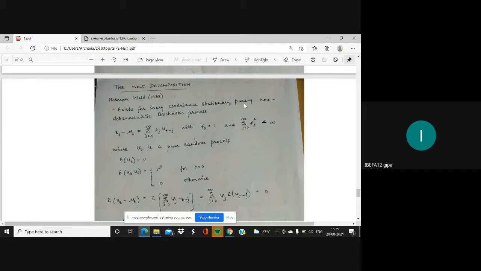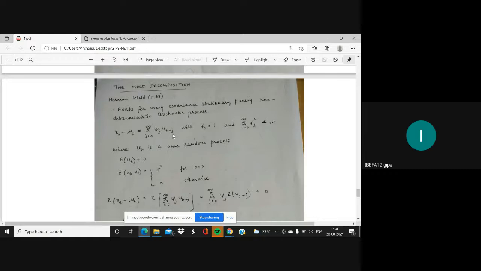Now, when we use the words purely non-deterministic stochastic process: if I take this equation that I'm circling here and write it as x_t equals mu plus this term, then mu is assumed to be constant, so this mean part is deterministic, while this part is still stochastic. Once I subtract this deterministic component from the time series, x_t minus mu_t, what I get is a purely non-deterministic stochastic process. So that's what this means.